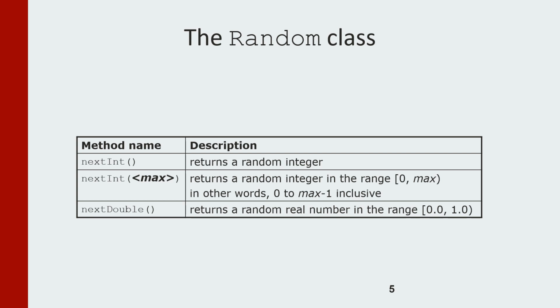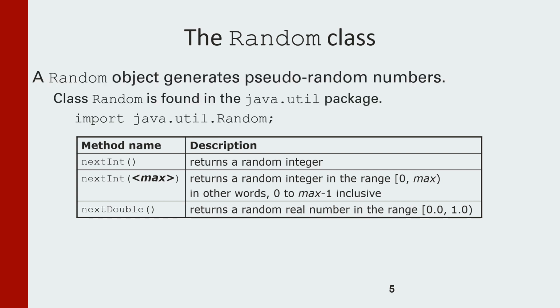So here I have a list of a couple of them. So there's the nextInt method, the nextInt with a max value in it, and the nextDouble. So basically, a Random object generates pseudo-random numbers, and you can get it in the java.util package. So you'll do an import directive at the top of your code that says import java.util.Random, similar to how you do Scanner.